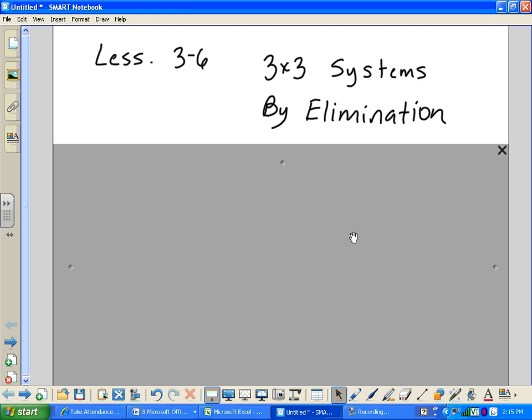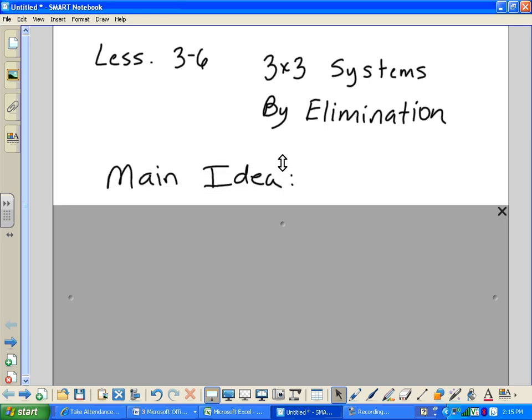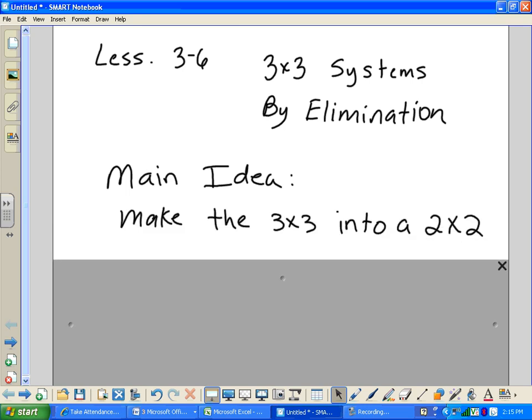And we're only going to do these by elimination. We're certainly not going to try this by graphing because that's in 3 dimensions. And then you could do them by substitution, but elimination is certainly easier. So let's look at the big idea that we're going to use here to solve a 3x3.